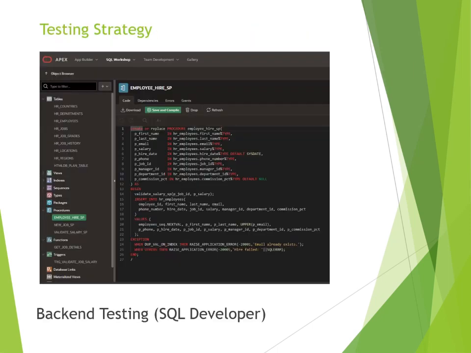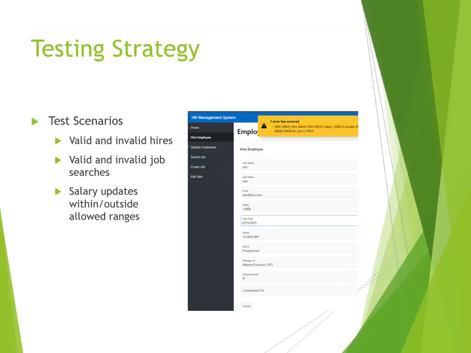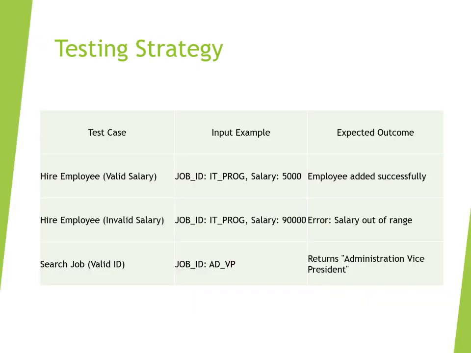Backend components were tested in Oracle SQL Developer to verify correctness and handle exception scenarios. Front-end components were tested in Apex to ensure proper integration with the backend in validation messaging. Testing covered both valid and invalid data entry scenarios. Key test cases included hiring an employee with a salary within the defined range, which succeeded, attempting to hire with an out-of-range salary, which failed due to trigger validation, and searching from the drop-down menu, which returned the correct title and salary range.